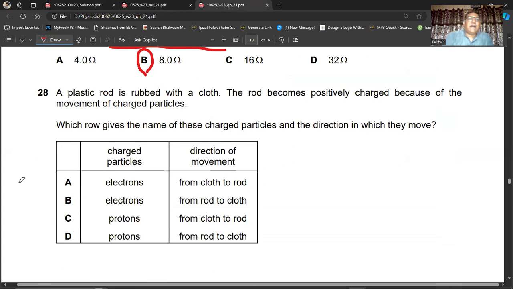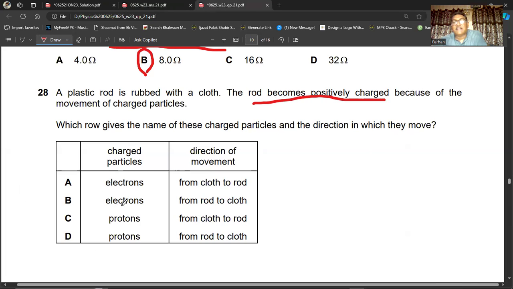Question number 28. A plastic rod is rubbed with the cloth. The rod becomes positively charged. If something becomes positively charged after rubbing, that means it has lost electrons. The other thing will become negative; it has gained electrons because of the movement of the charged particles. Which row gives the name of these charged particles and the direction in which they move?